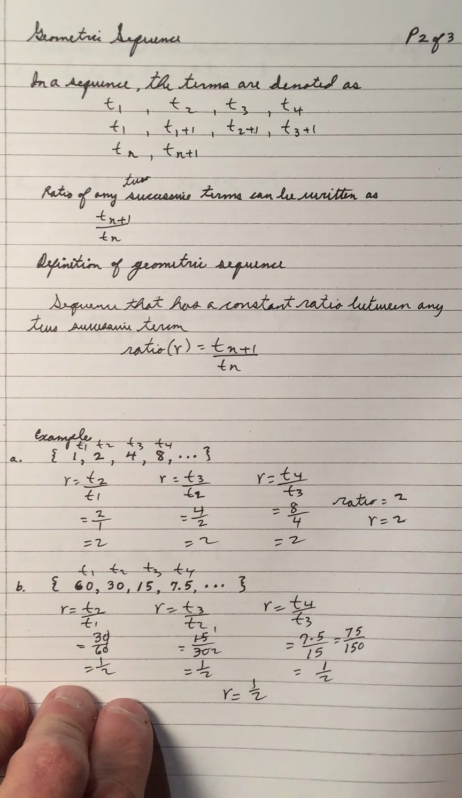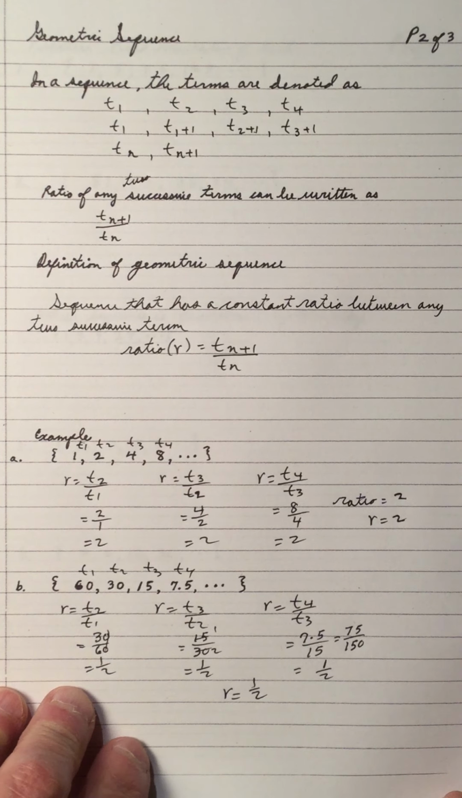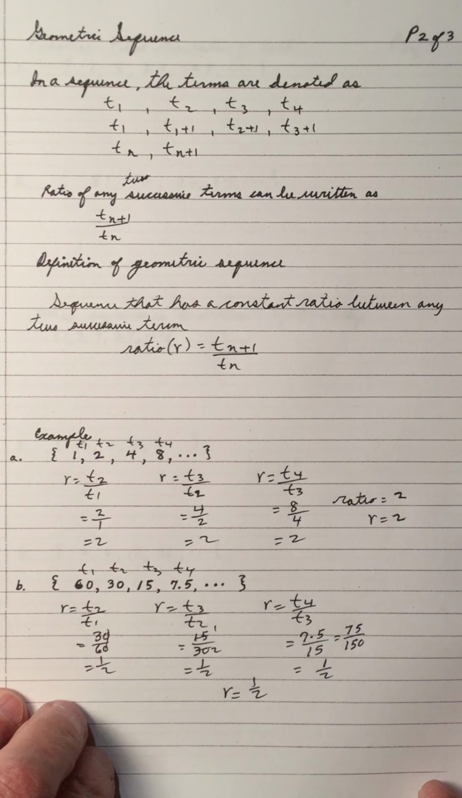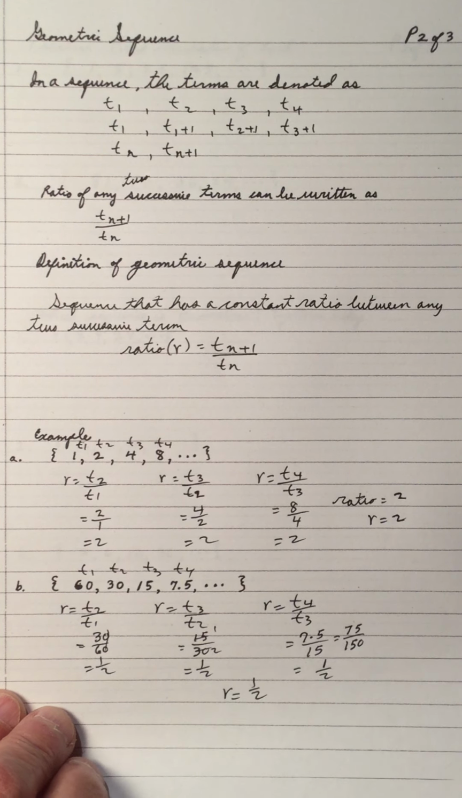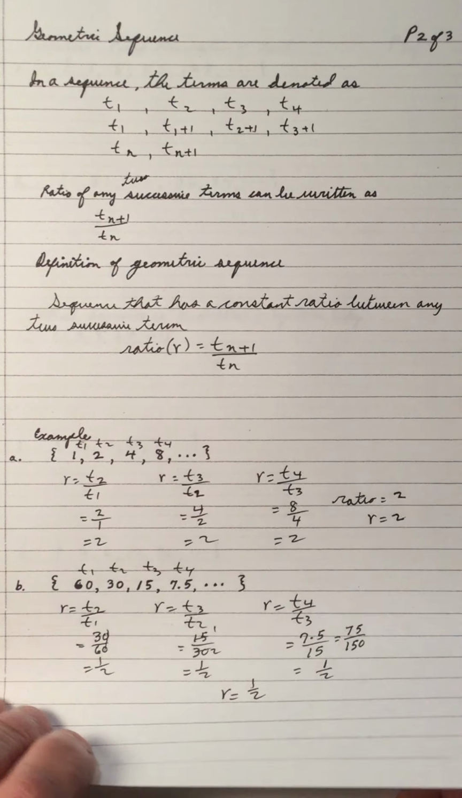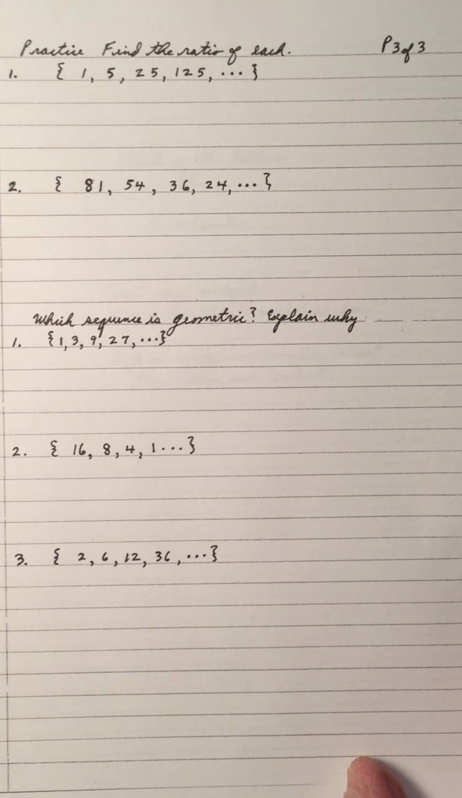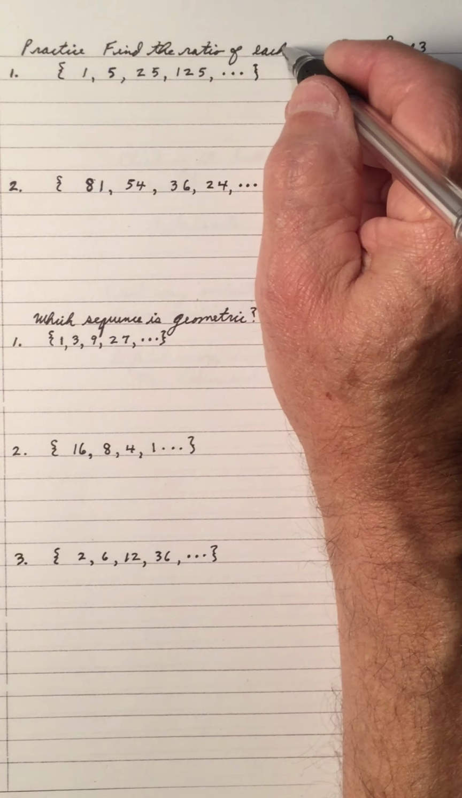An arithmetic sequence has a level 1 difference when we subtract. A quadratic sequence has a level 2 difference when we subtract the second from the first, and so on. But a geometric sequence has a constant ratio. So if you want to pause your video and work these out, be my guest, but here we go. Practice: find the ratio of each.